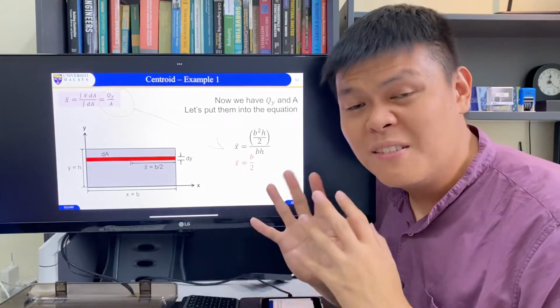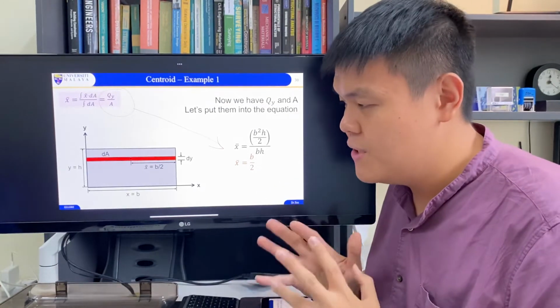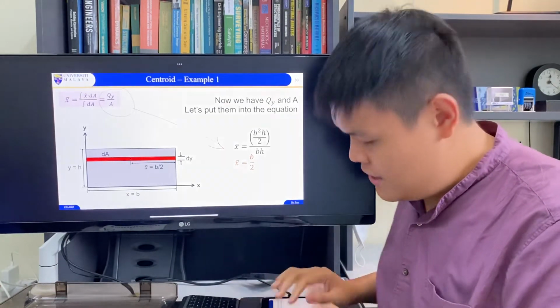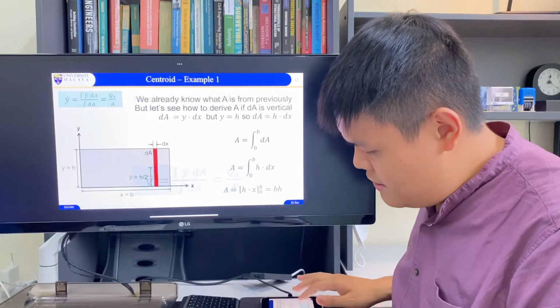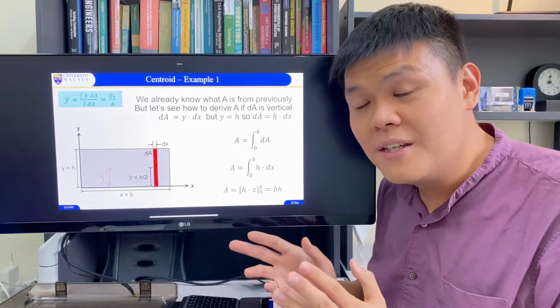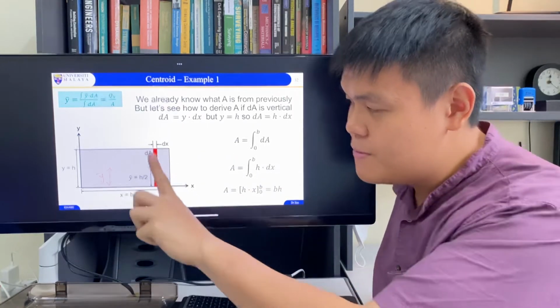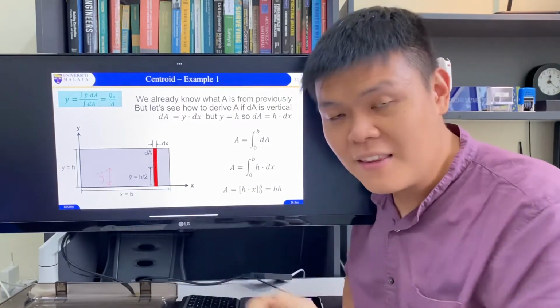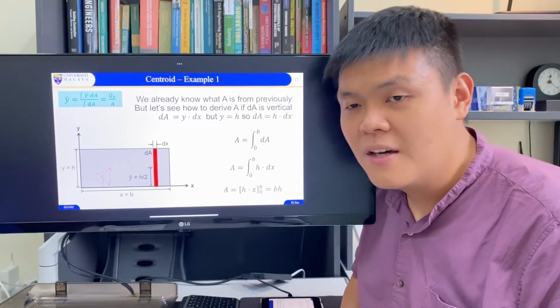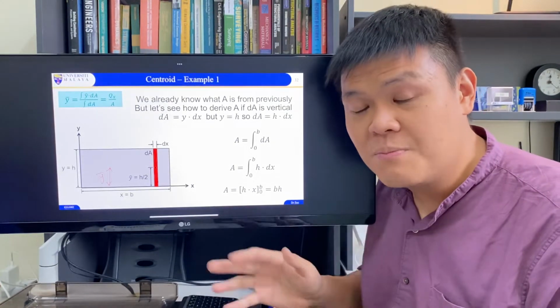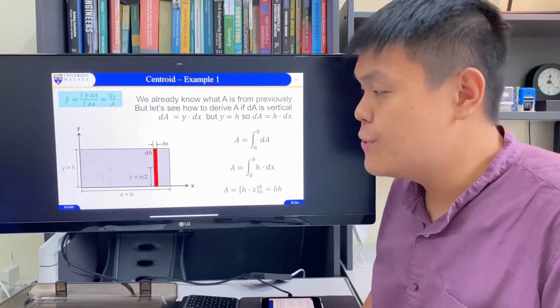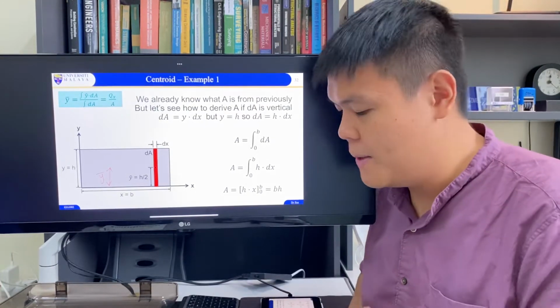Well, that's the basic principles. You need to do this to find x bar, you need to do this to find y bar. But it's also acceptable to derive x bar and y bar from just one area like this. That's also possible. I'm just teaching you the basic principles. So let's continue trying to find y bar.